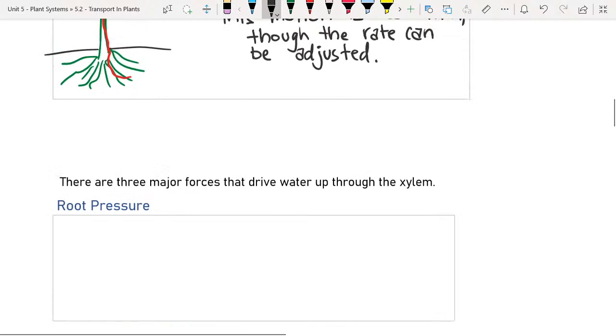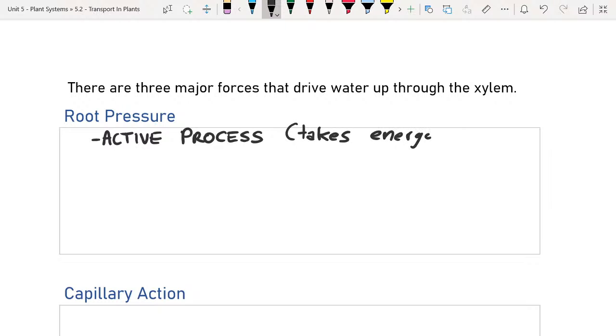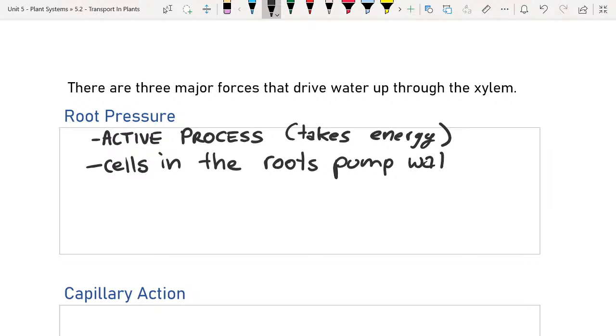So the first thing is called root pressure. And this is an active process. And when I say active process, I mean the plant has to spend energy to do this. It takes energy, where cells in the roots pump water into the xylem.